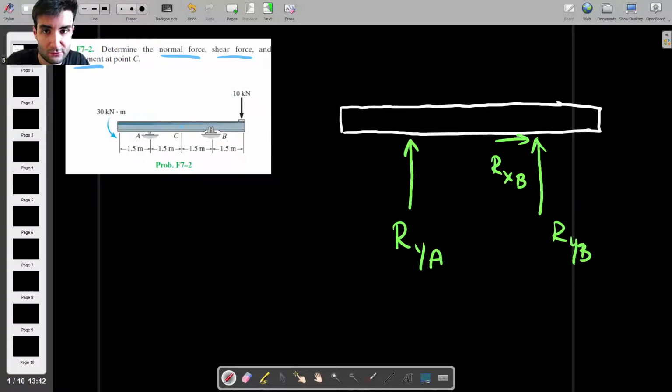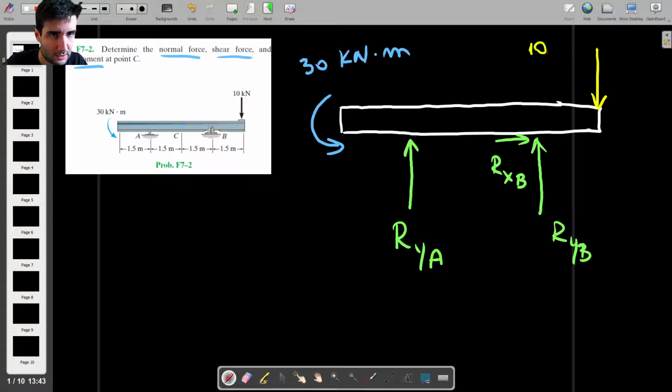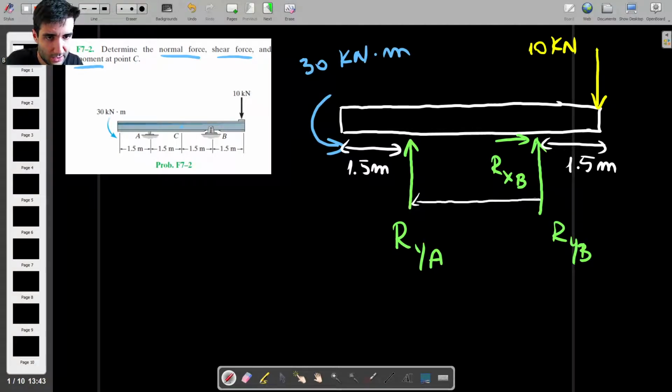So now I'm going to draw the external forces and moments. At the left side of the beam we have an external moment of 30 kilonewton meters. And then on this side, we have a point load, which is 10 kilonewtons in magnitude. What we have to do now is find the reaction forces. Before we do that, I will draw some distances. This is 1.5 meters, this is also 1.5 meters, and here in between we have 3 meters.